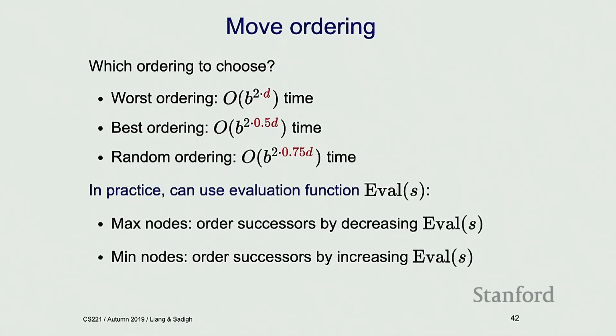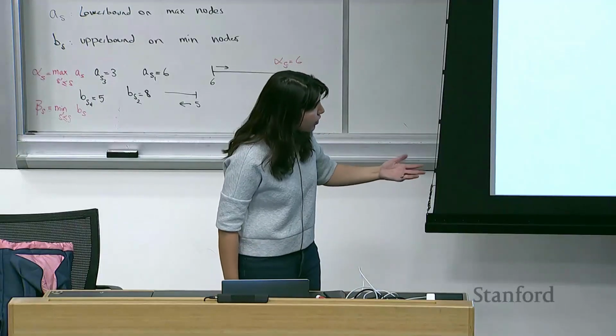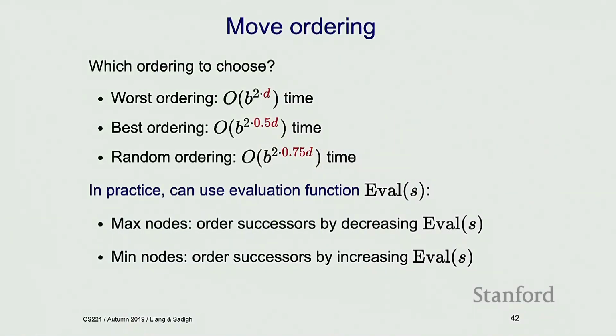And then, how do you figure out what is a good ordering? Well, you can have this evaluation function. Remember, you're computing the evaluation function. What you can do is, for max nodes, order the successors by decreasing evaluation function. And then for min nodes, order the successors by increasing evaluation function. That allows you to prune as many things as possible.